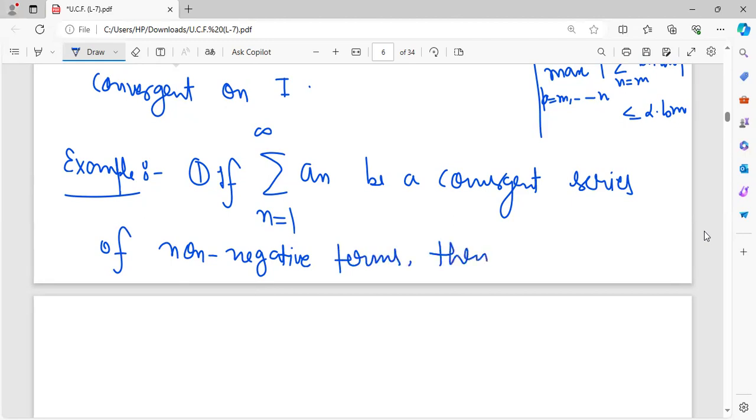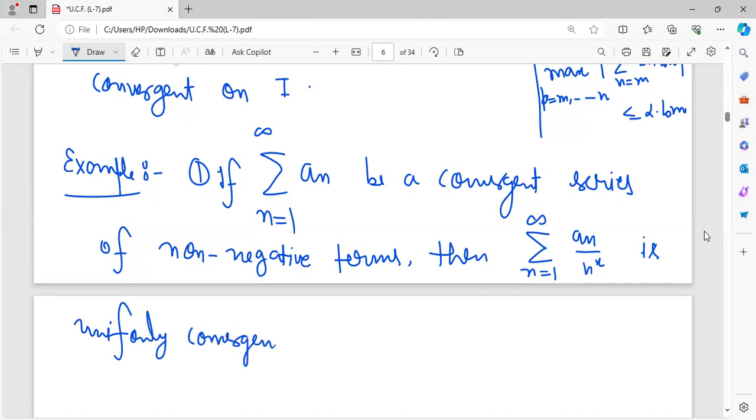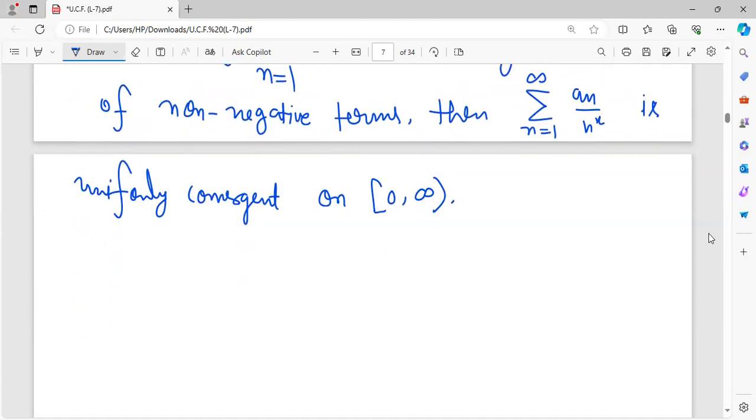Then the series summation n goes from 1 to infinity a_n to the power x is uniformly convergent on the closed interval 0 to infinity. Okay. So let's see its proof. How it will work.